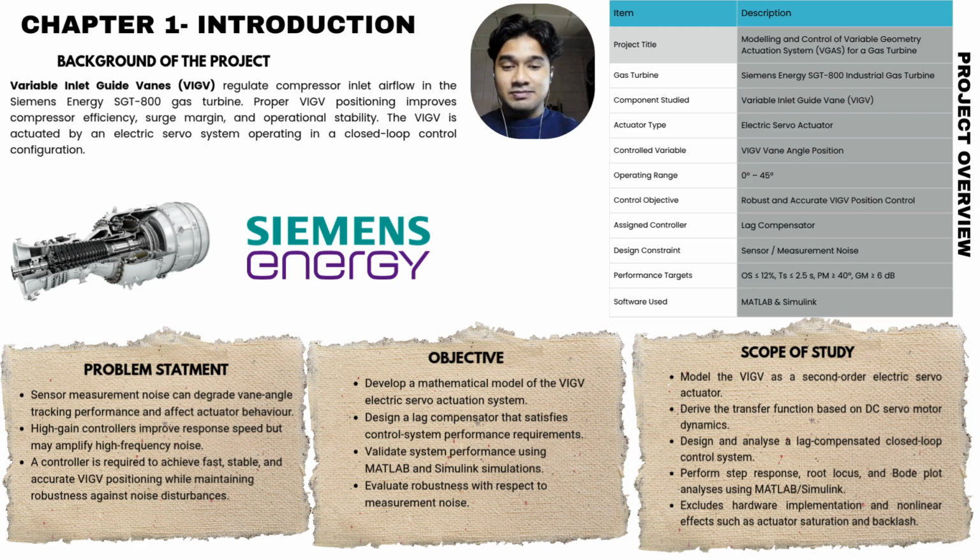The objective of this project is to develop a mathematical model of the VIGV's electric servo system, design a lag compensator, and validate the system using MATLAB and Simulink. The controller must satisfy the performance requirements of maximum overshoot less than 12%, settling time less than 2.5 seconds, phase margin greater than 40 degrees, and gain margin greater than 6 decibels.